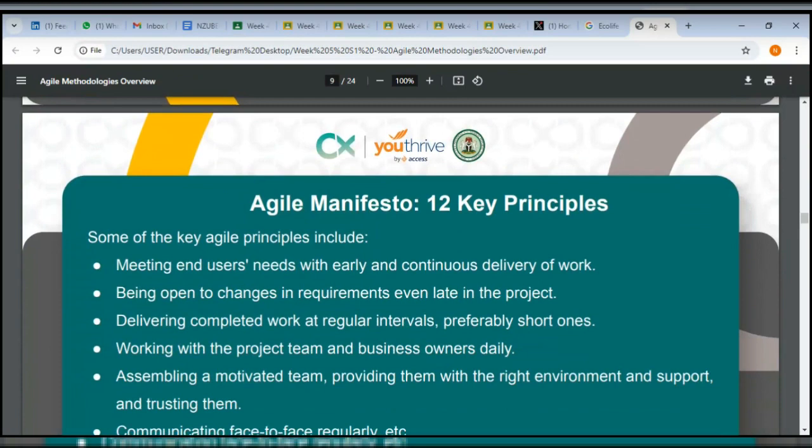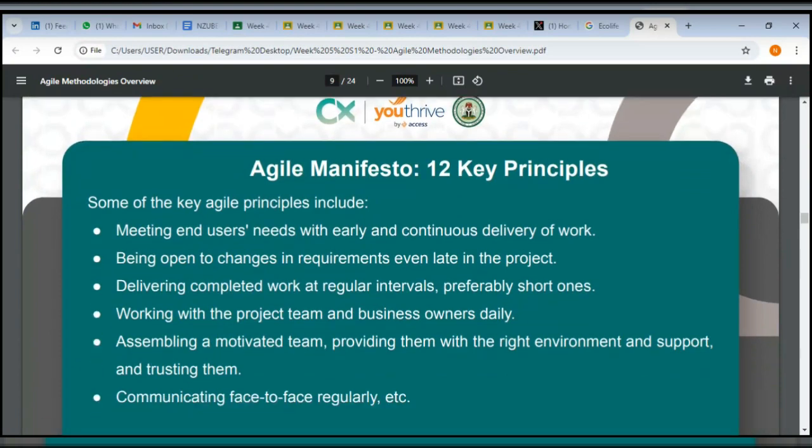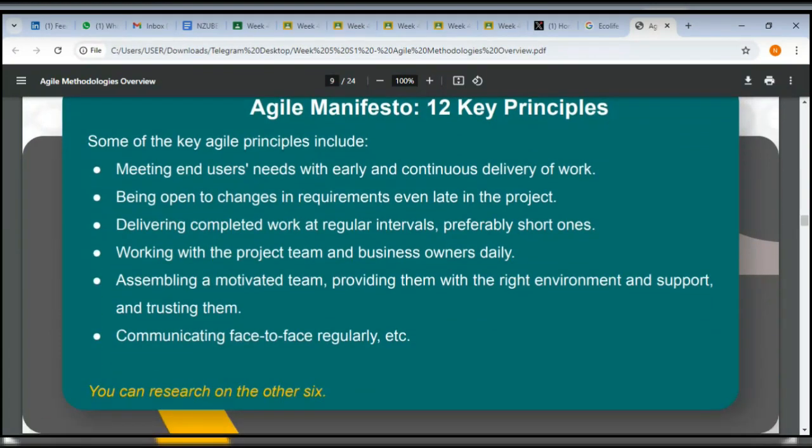So we have 12 key principles from the Agile Manifesto. Remember, we talked about four key values and then we talked about 12 key principles. So some of the key Agile principles are meeting end users' needs with early and continuous delivery of work.